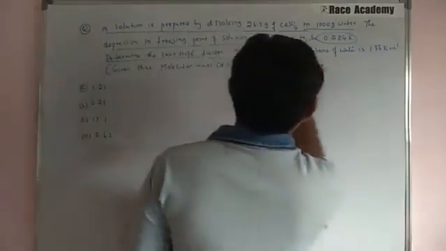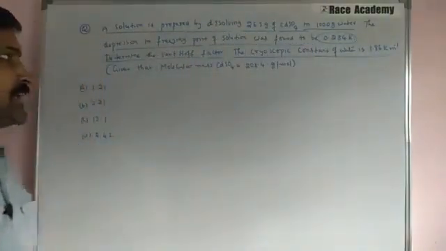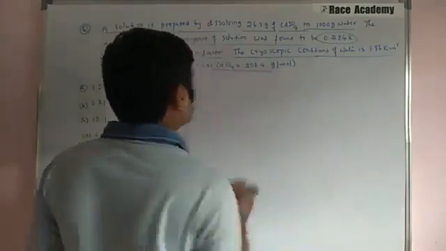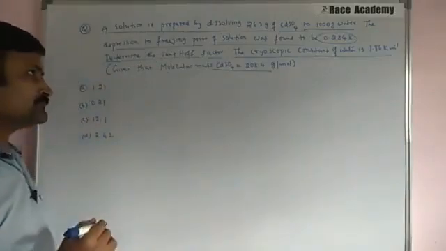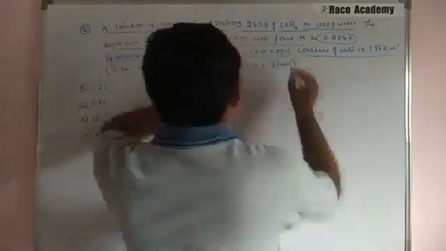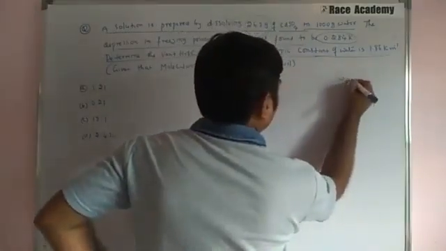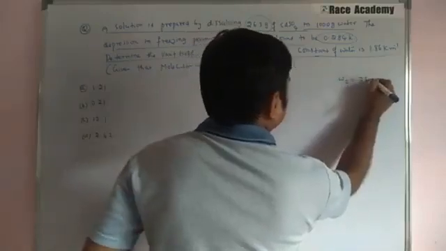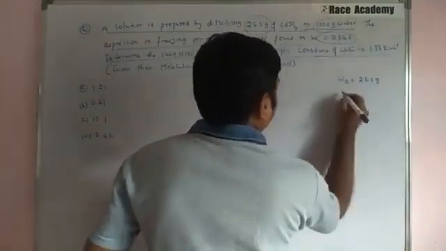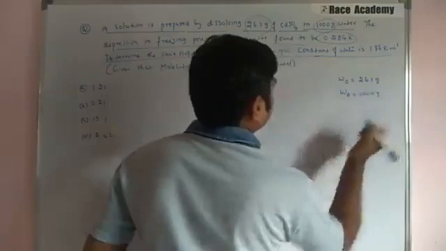They also give a cryoscopic constant of 1.86 Kelvin per molality, and the molar mass of cadmium sulfate is 208.4 grams per mole. From the given data, we will write the mass of solute, according to our symbols, WB is equal to 26.3 grams. The mass of solvent, WA, is equal to 1000 grams.